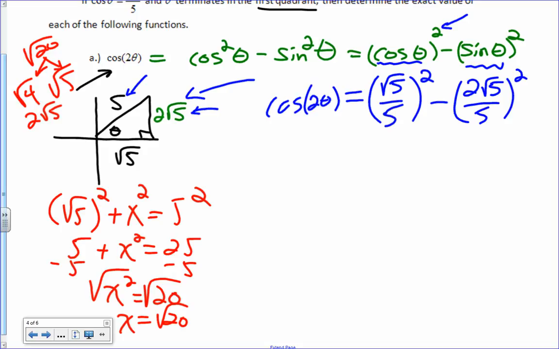cosine of 2 times some angle. I don't even know what that angle is. Well, what is square root of 5 over 5 squared? You can just square the top and bottom separately. So let's square the top. Square root of 5 squared, that's 5, over that squared is 25. I wouldn't simplify that if I were you. Can you see why?